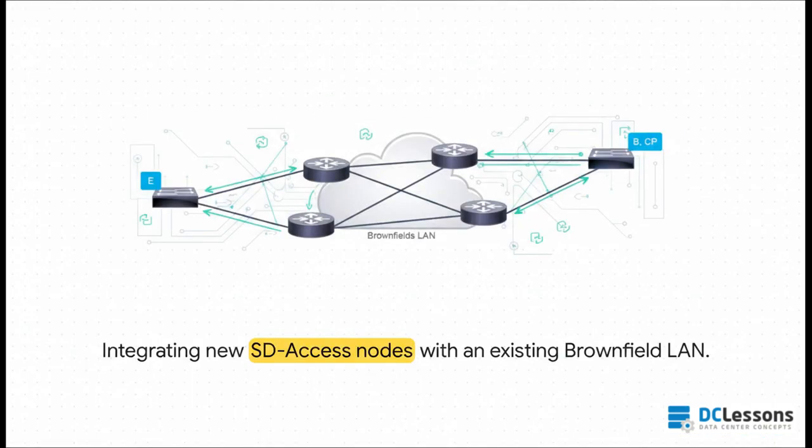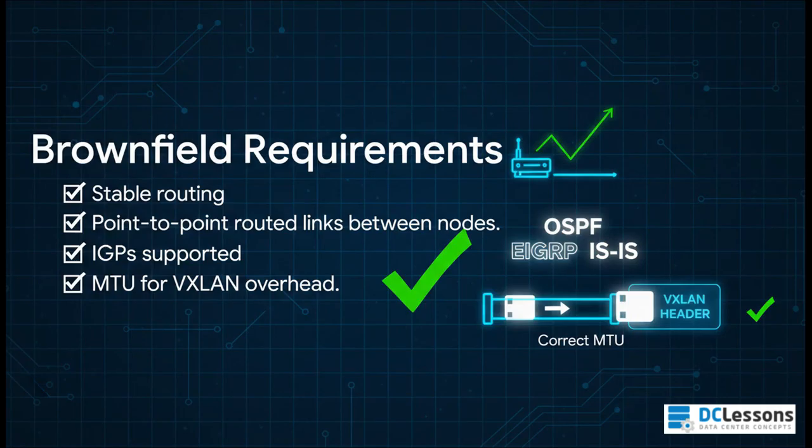This picture here really shows what that looks like. You've got your new, cool SD-Access devices, your edge and border nodes, and you've got to make them connect and talk reliably across your existing LAN. And to make that happen smoothly, you have to meet some pretty important requirements first. These are pretty much non-negotiable for your existing underlay.